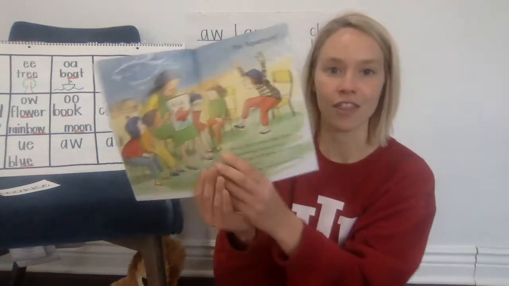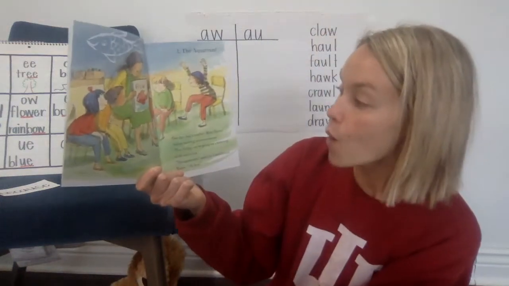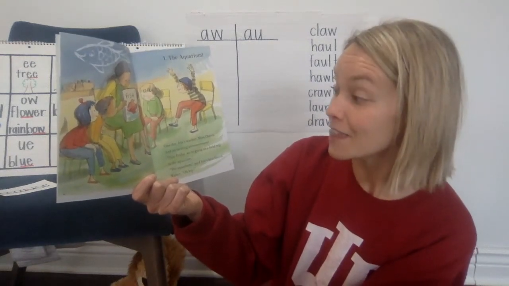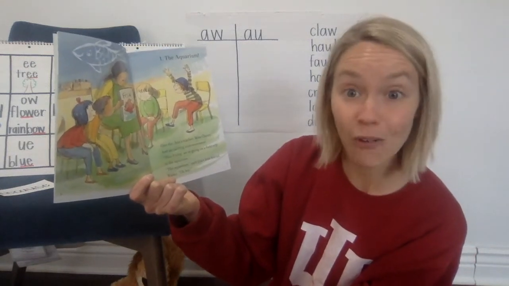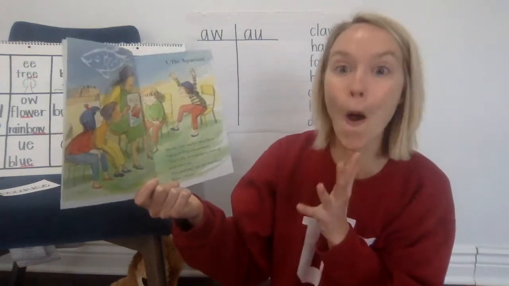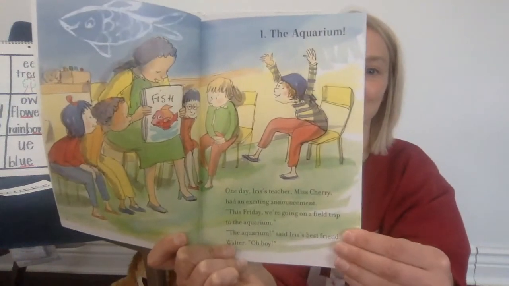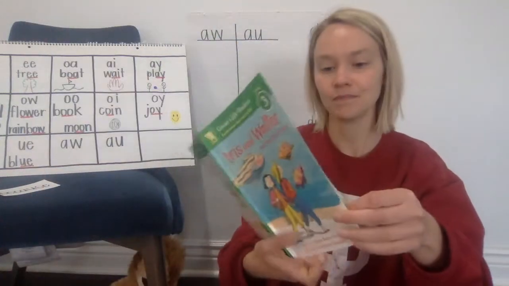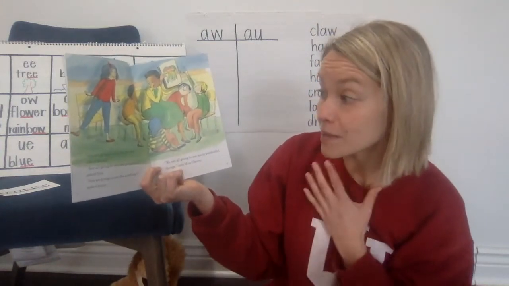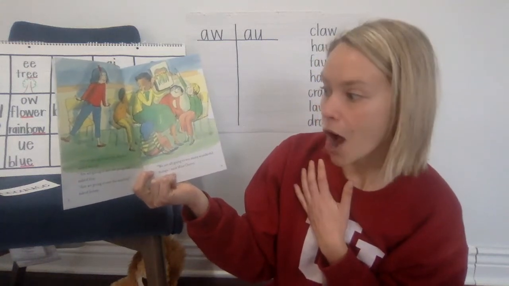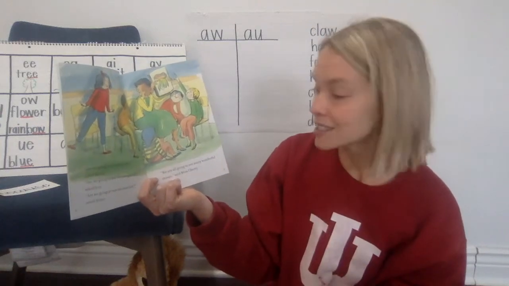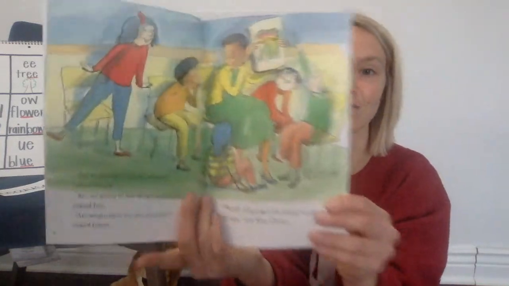Chapter 1, The Aquarium. One day, Iris's teacher, Miss Cherry, had an exciting announcement. This Friday, we're going on a field trip to the aquarium. The aquarium? said Iris's best friend, Walter. Oh, boy. Are we going to see the sharks? asked Benny. Are we going to see the penguins? asked Iris. Are we going to see the starfish? asked Jenny. We are all going to see many wonderful things, said Miss Cherry.